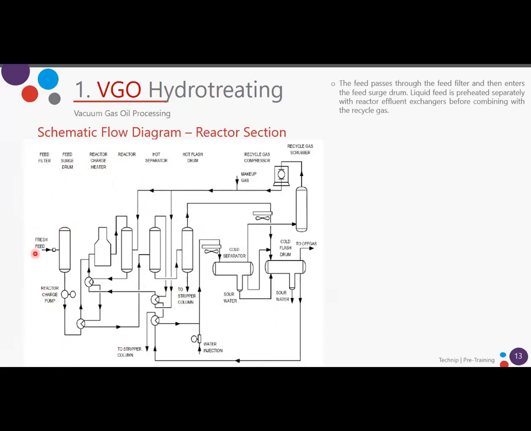remember, from the vacuum distillation unit passes through the feed filter and then enters the feed surge drum. Liquid feed is preheated separately with the reactor effluent exchanger before combining with the recycled gas. So you see here, this is the surge drum. You see here also the names of the main equipment. Then you go through with a pump and you preheat the feed to the reactor.